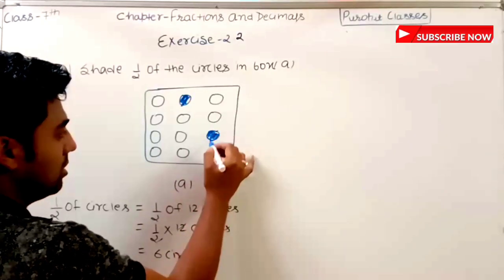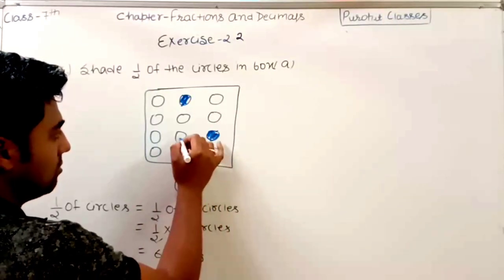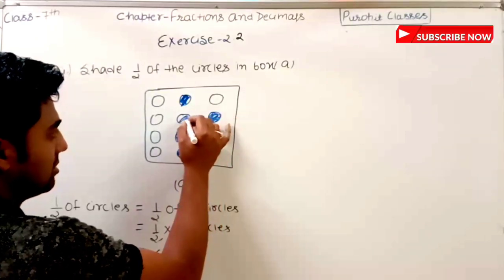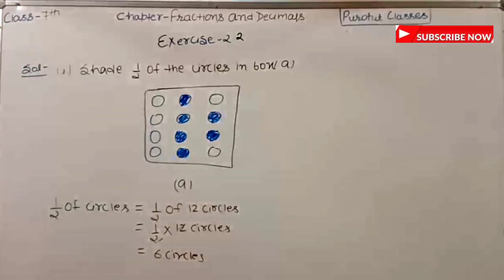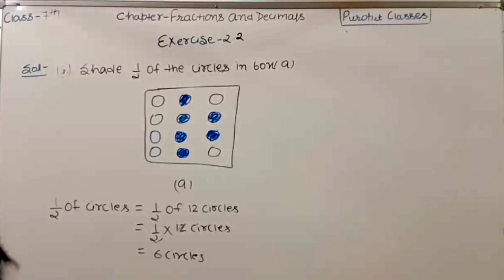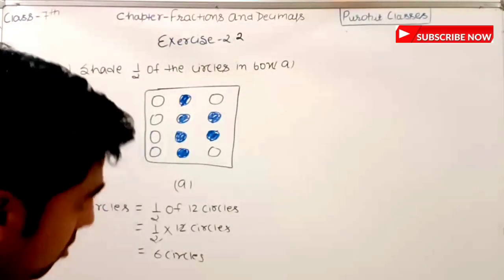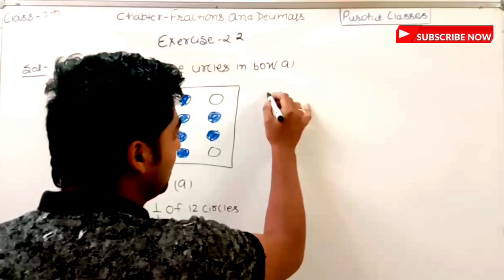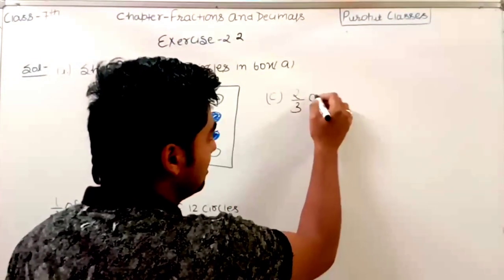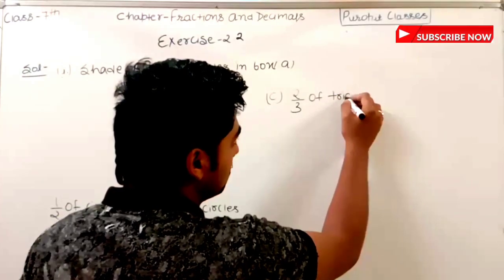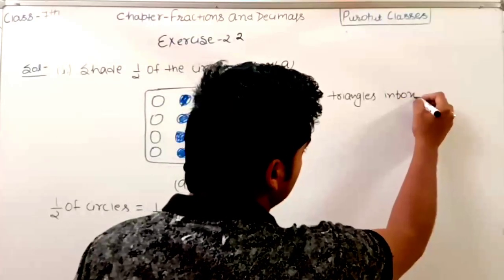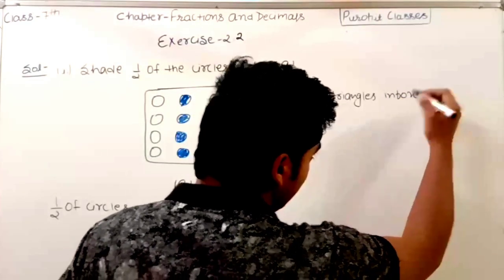1, 2, 3, 4, 5 and 6. Understood? So you have to shade it completely. Understood? Similarly, the second part says 2 by 3 of the triangles in the box. That is the B part. So I am solving here 2 by 3 of triangles in the box is equal to 2 by 3 multiplied by the number of triangles.